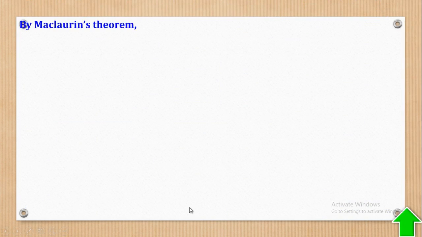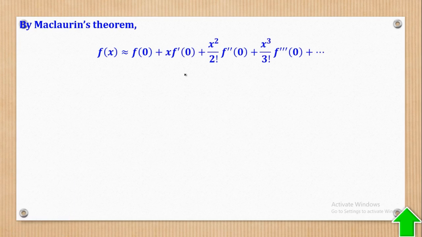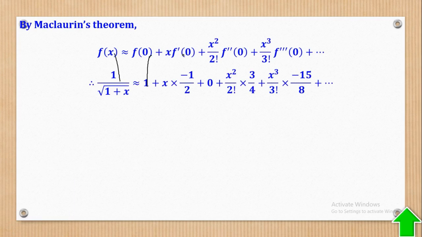Then she'll come and say here that by Maclaurin's theorem, that's the formula. Then you shall come and substitute. f(x) is that, f(0) is that, first derivative is that, second was that, and this was that. Use a calculator, you'll come up with this, which is the required expansion.